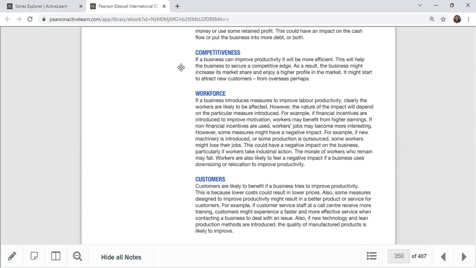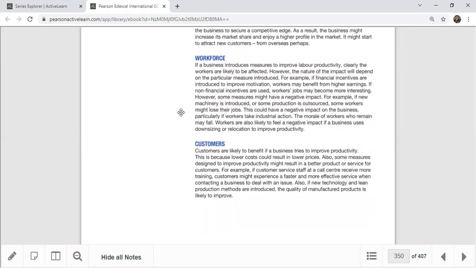Sometimes because of these production techniques, you can significantly reduce your costs. And as I think we discussed in economies of scale of the sandwich factory, by using these techniques, their cost is really low. So you can be the cost leader in the market, and then you can enjoy a large market share. So you can increase the market share and enjoy higher profit in the market. It might start to attract new customers from overseas. Sometimes even overseas customers you can attract. Okay, finally, you can see the workforce and customer.